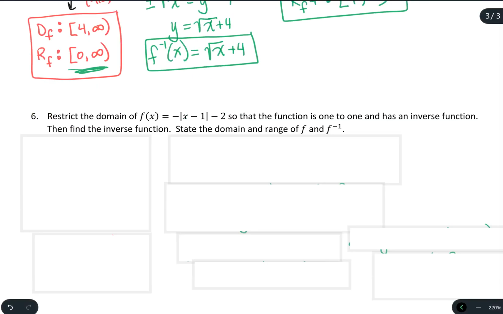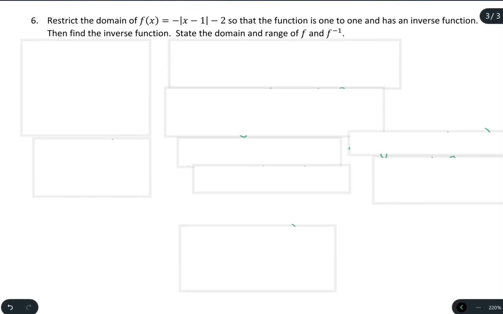And last, number 6. Similar idea. I challenge you to pause the video right here and see if you can do this one on your own. It's a little bit more complex, but see if you can try it.